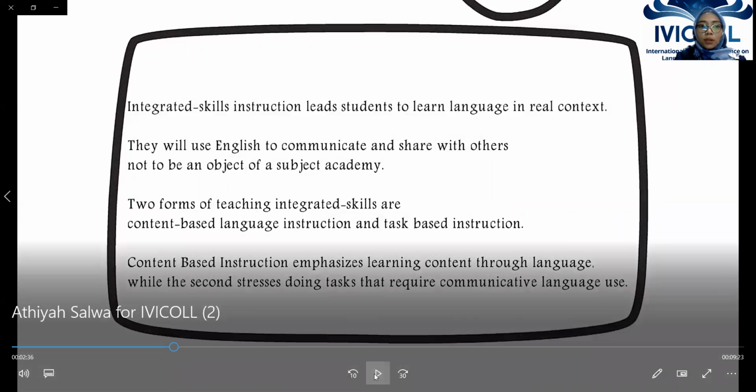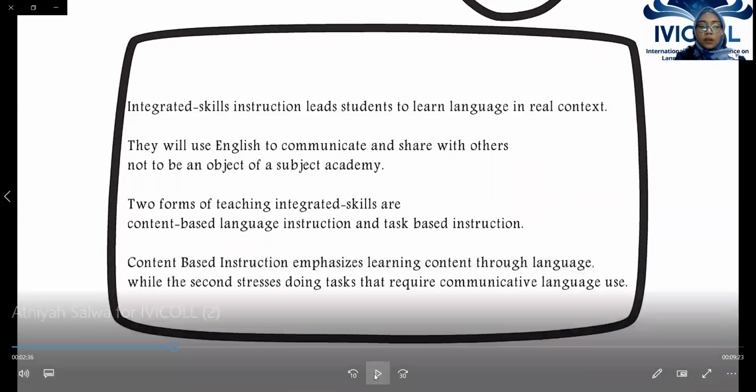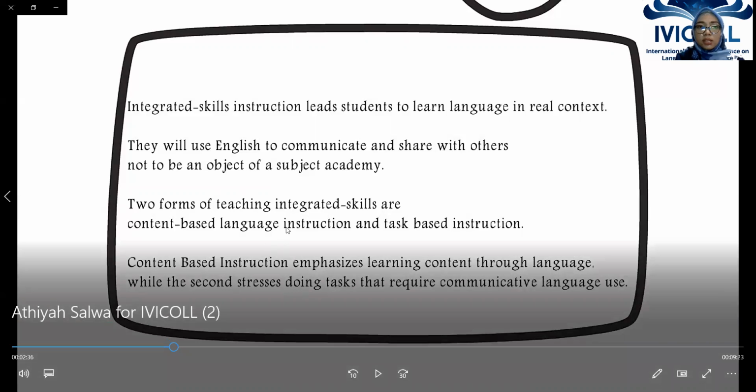Okay, so we often use English as an object of the academic, but actually, it's important to make English a means of communication, not an object of the academy. So the methods that can be used in integrated skills are divided into two. The first one is content-based instruction, and the second one is task-based instruction.